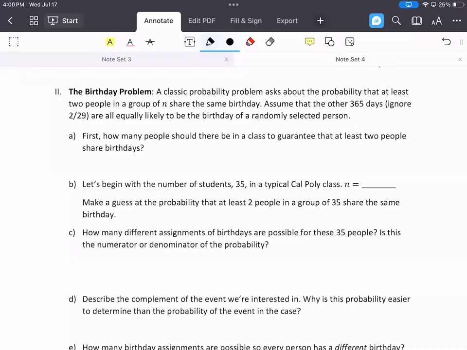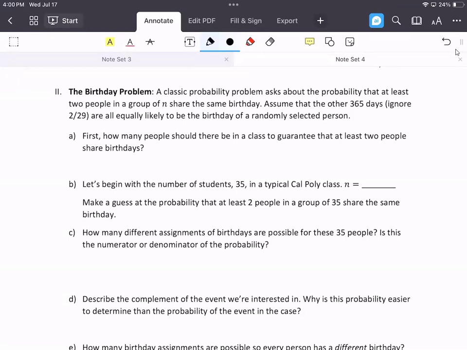The birthday problem. This is a classic probability problem that asks about the probability that at least two people in a group of size n share the same birthday. We're going to assume that the 365 days, we're ignoring leap year, are all equally likely to be the birthday of a randomly selected person. So any day in the year, you could be born.